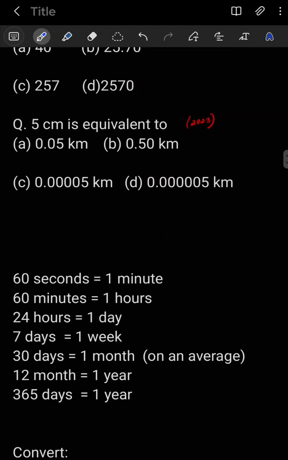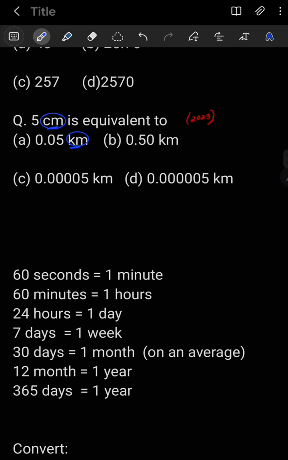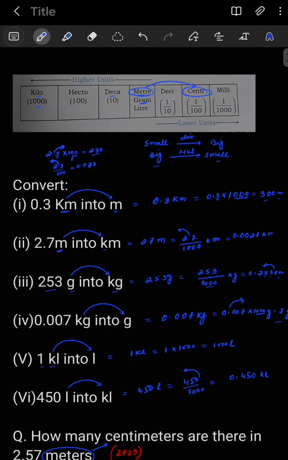So what does it ask? 5 centimeter is equivalent to how many kilometers. So you are converting centimeter into kilometer. Centimeter is a small unit, so you are converting a small unit into a big unit. That time you have to divide. So how much do you have to divide? You see here centimeter and kilometer. Centi is here, kilo is here. So how much you have to divide?